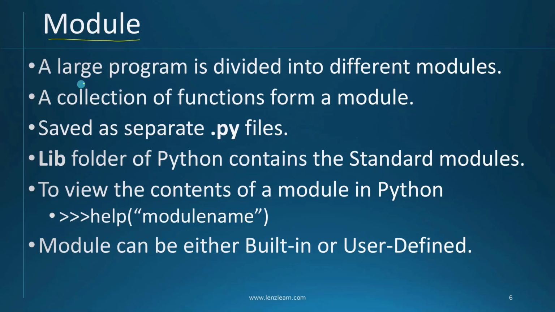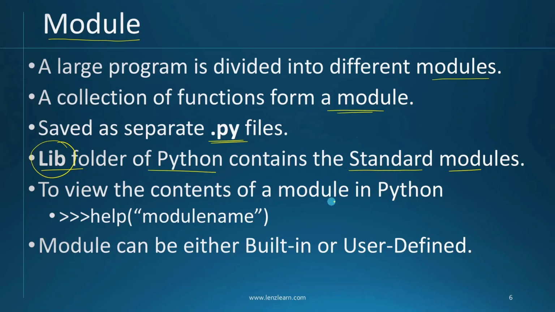So in Python, a large program is divided into different modules. A collection of functions forms a module, as we have discussed before. A module is saved as a .py file, so it is just like another program file. You can give any name .py and that becomes a module file. Now the lib folder of Python contains all the standard modules that come along when you download Python. And you can also write your own functions and create your own modules. The lib folder has the content of all the standard modules defined inside Python.